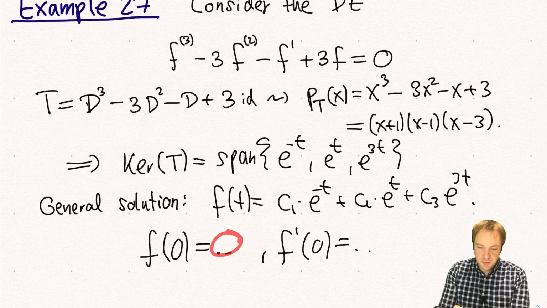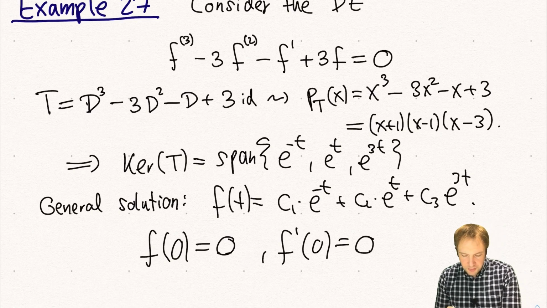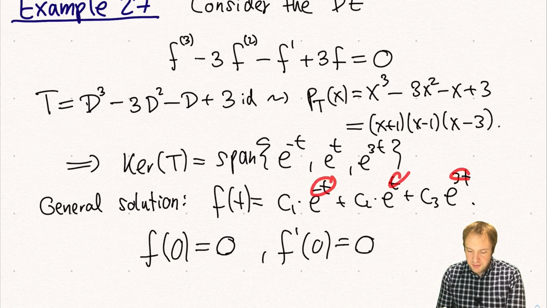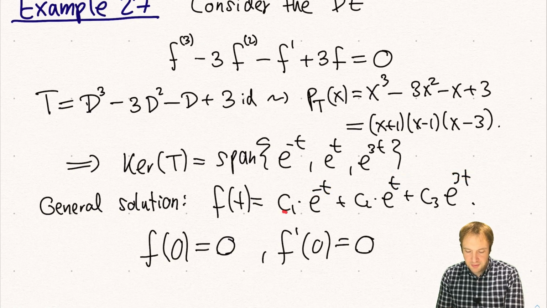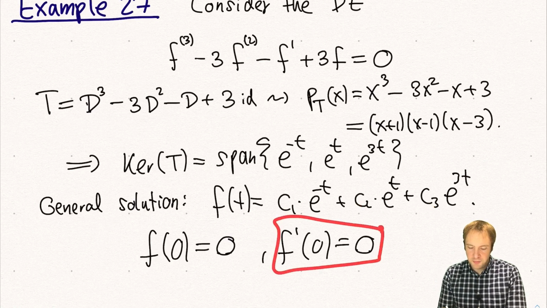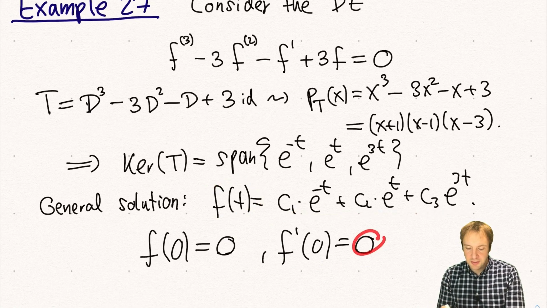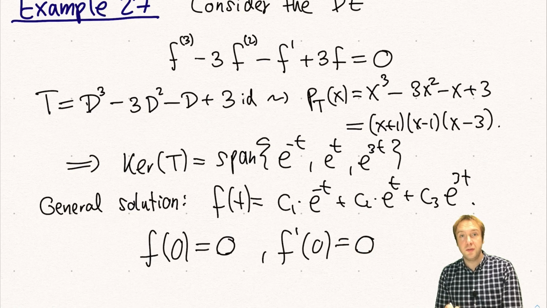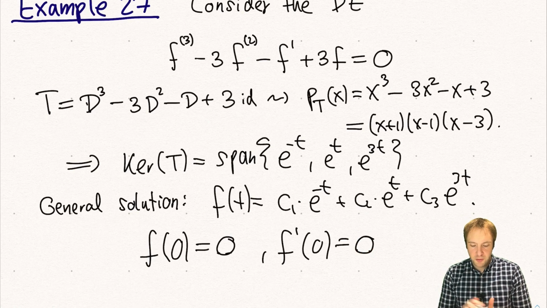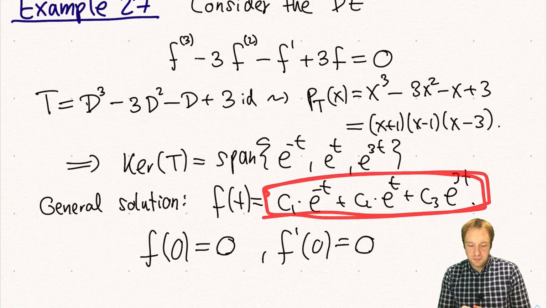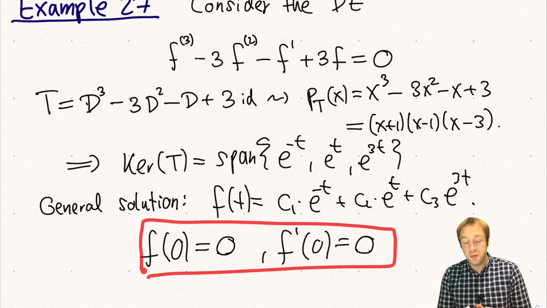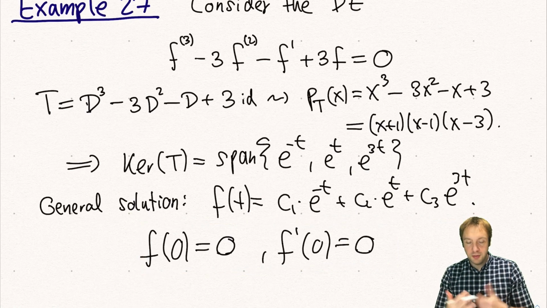So for example, if I say I want a solution such that f of 0 equals 0, then I plug in 0 here, and I get C1 plus C2 plus C3 equals 0. And then for the other condition, I would consider the first derivative of this, plug in 0, and get another condition on these C1, C2, and C3, and you get a linear system which you can solve. And then in this case, instead of this 3-dimensional space of solutions, if you also want these two conditions, then maybe you will get a 1-dimensional space.